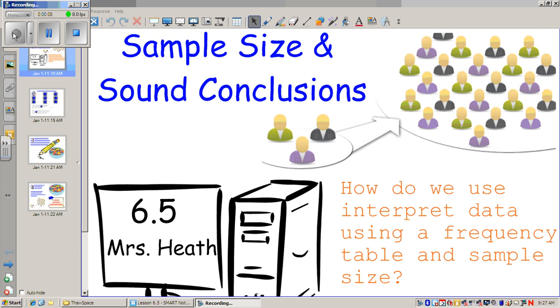First of all, I want to say this is one of my favorite lessons. I really enjoy this lesson, maybe because it might involve some type of candy, but I just really like the lesson and the information we can get from it. So our question for today is, how do we use or interpret data using a frequency table and sample size? And we're going to get to those definitions in the lesson as well.